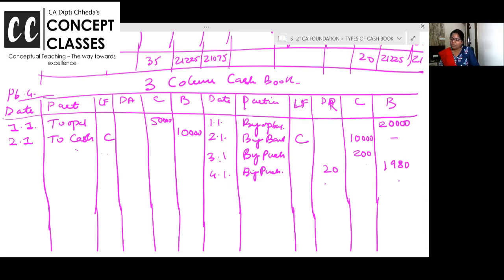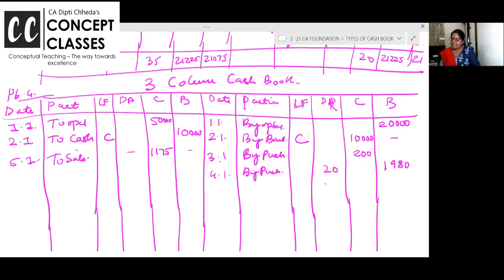Sold goods to Mohan for cash. Cash is coming in, 1175. When I sell the goods in cash, what is the journal entry? Cash account debit to sales. 5th of January, cash account debit to sales. Okay?